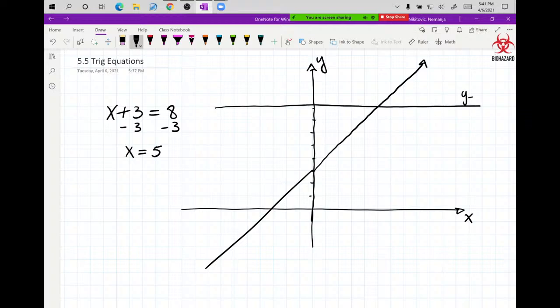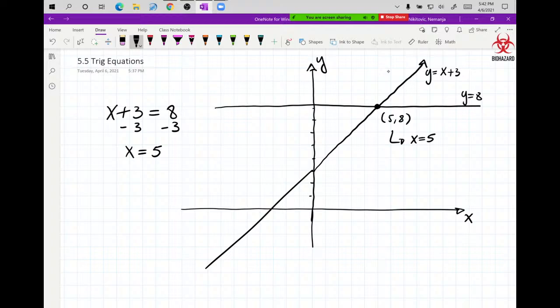So this is equation y equals 8. This is equation y equals x plus 3. And what you see here is that these two equations intersect at this point, and that point is (5, 8). So that point has x equal to 5. So that's the solution. x equals 5 is a solution because that's where the left and right equations intersect.